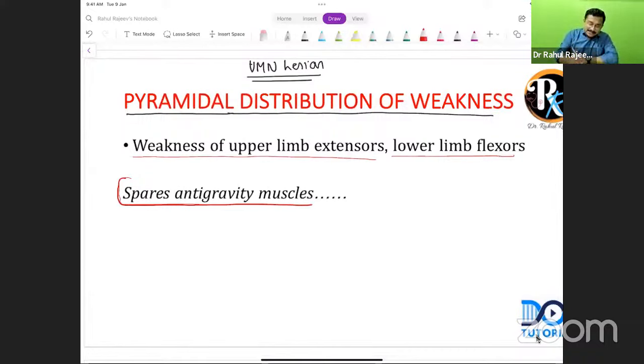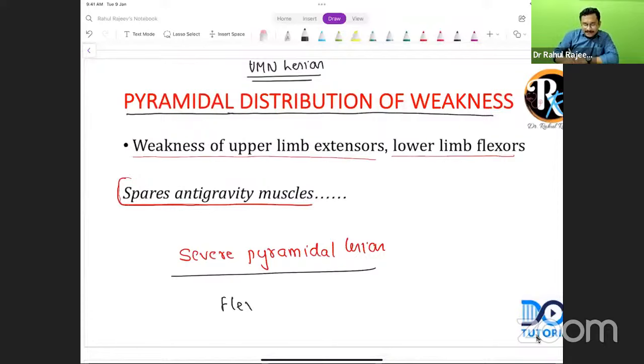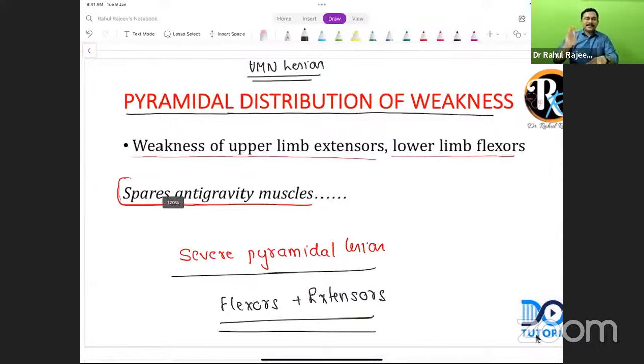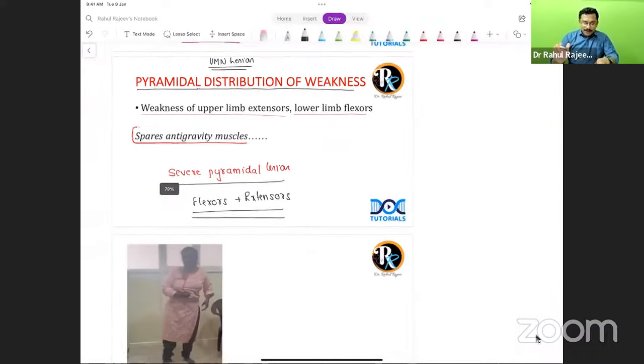So if there is a severe pyramidal lesion, then what happens is it affects both the flexors and extensors equally. Severe pyramidal lesion affects the flexors and extensors equally. Okay, I hope you understood.